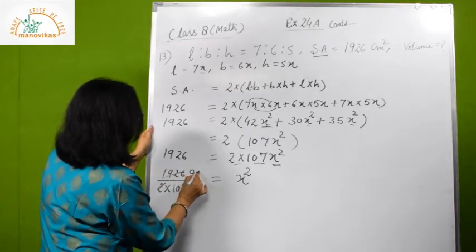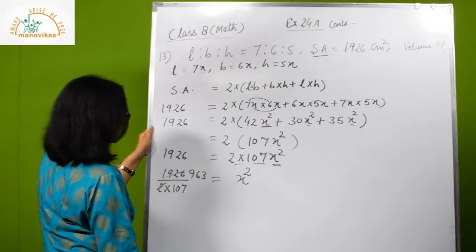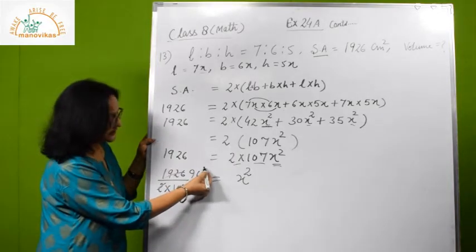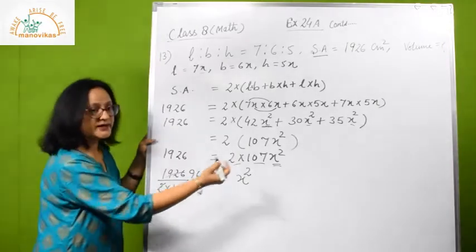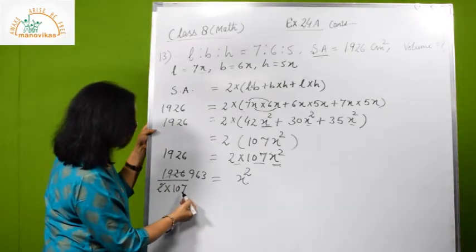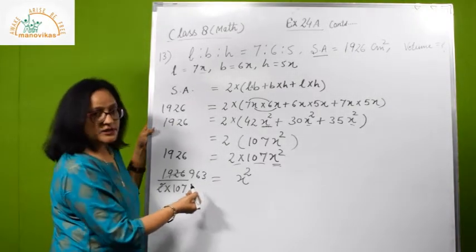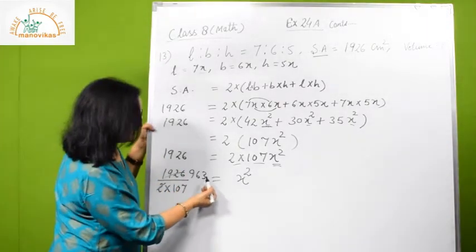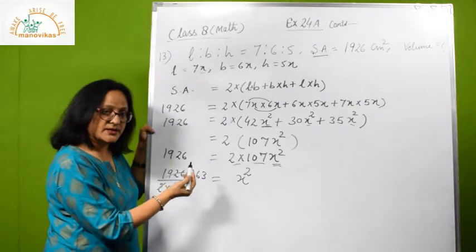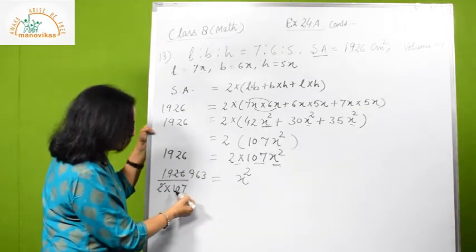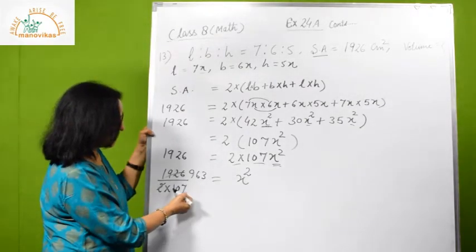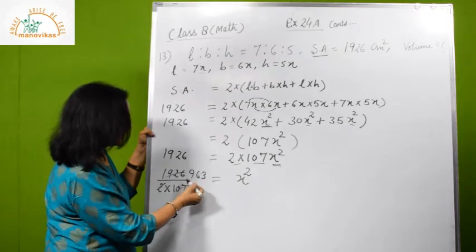2 9s are 18, 2 6s are 12, 2 3s are 6. Now 107 9s are, directly you will get 963, otherwise you can divide. There is guess work you can use here because here it is 7 and here it is 3. So you should think in the 7 table where you will get 3. 7 9s are 63 ending with 3. So you can check 107 into 9. 9 7s are 63 and 9 1s are 9. So exactly you can cancel it.